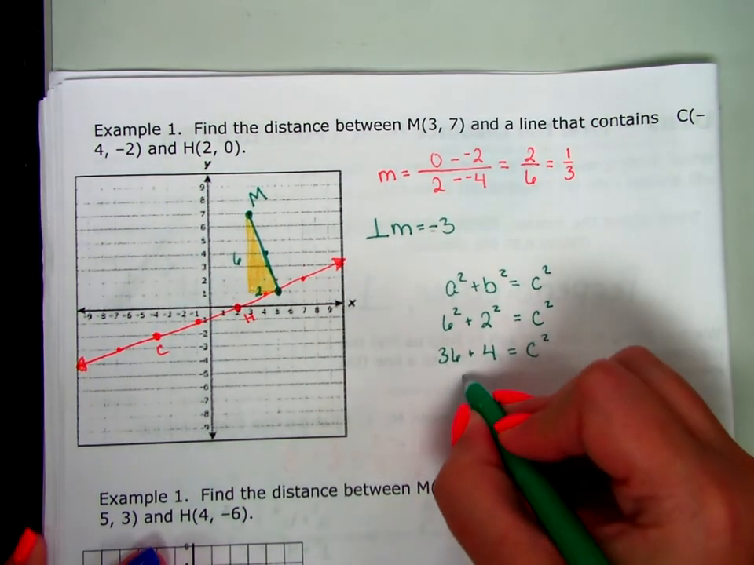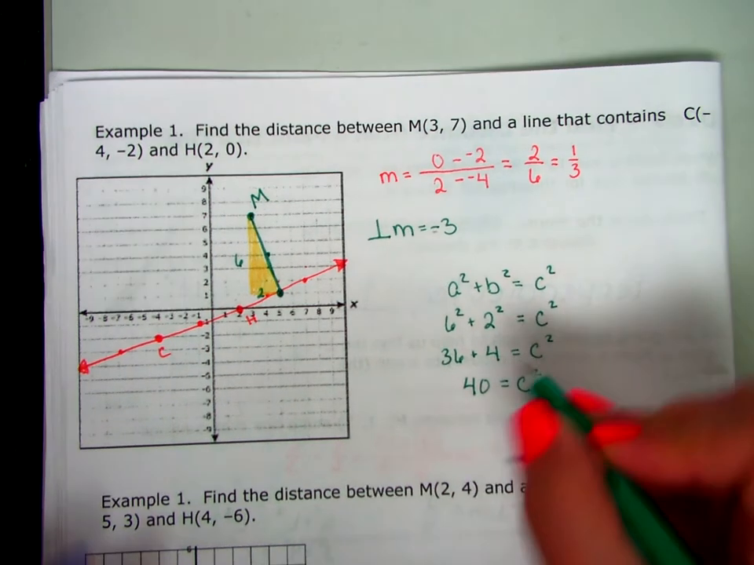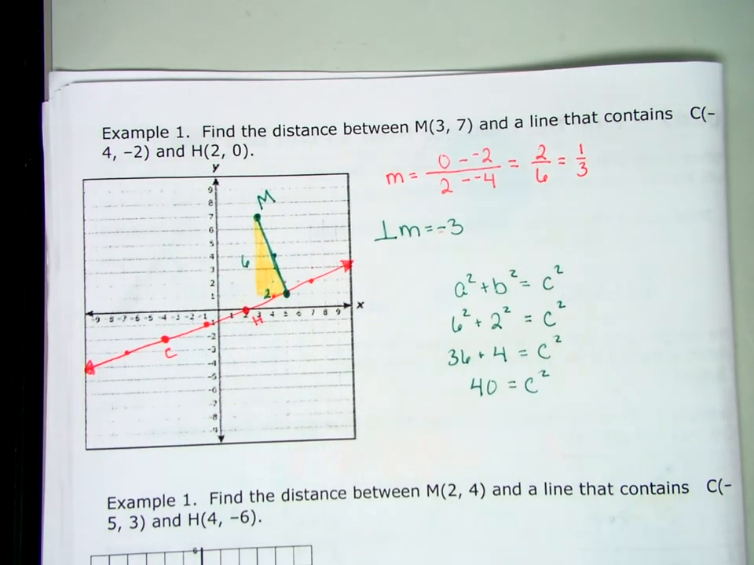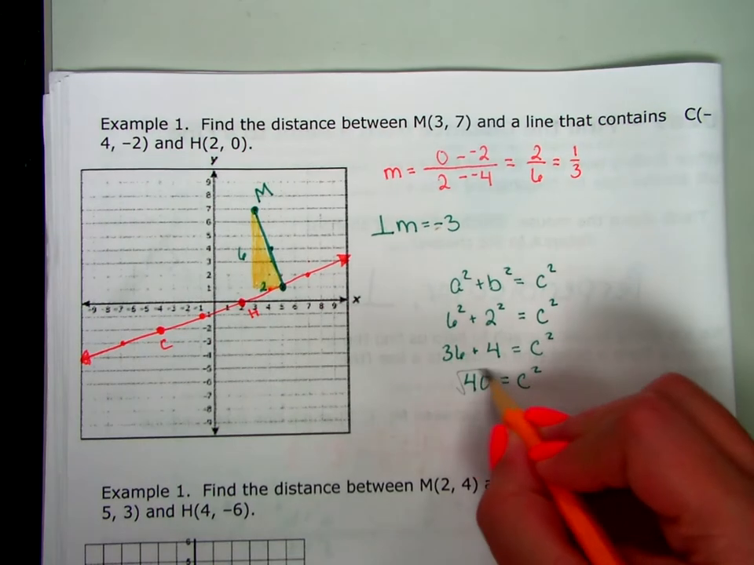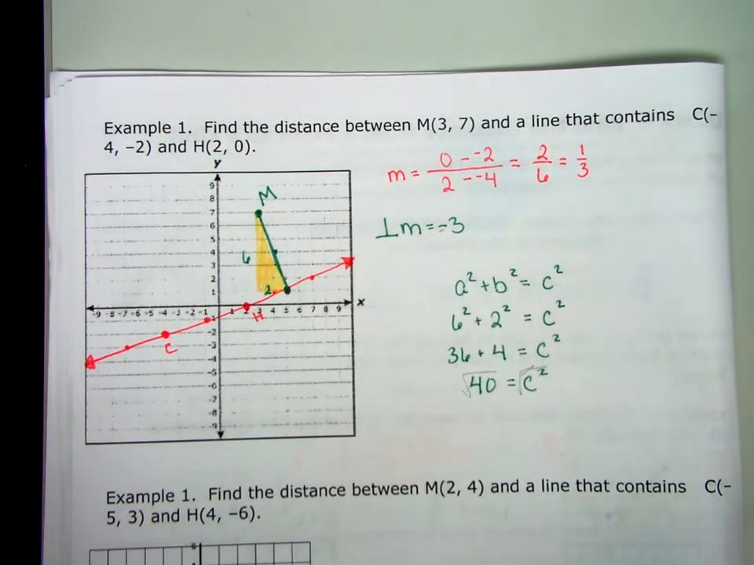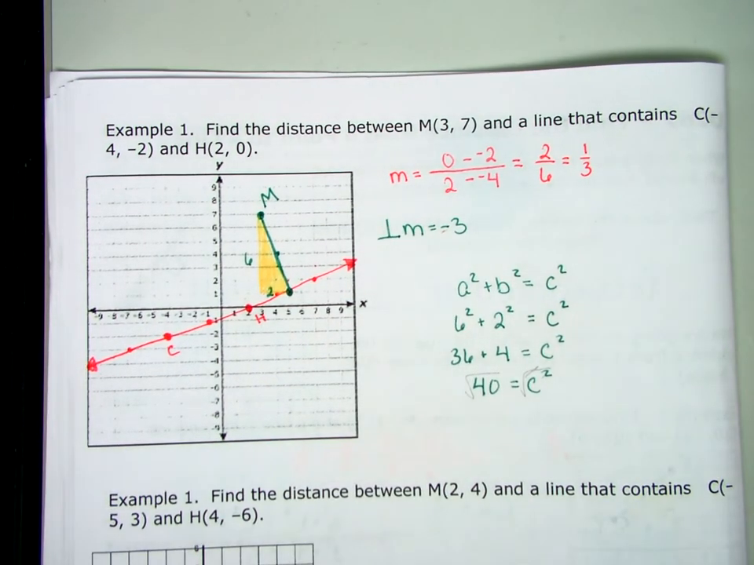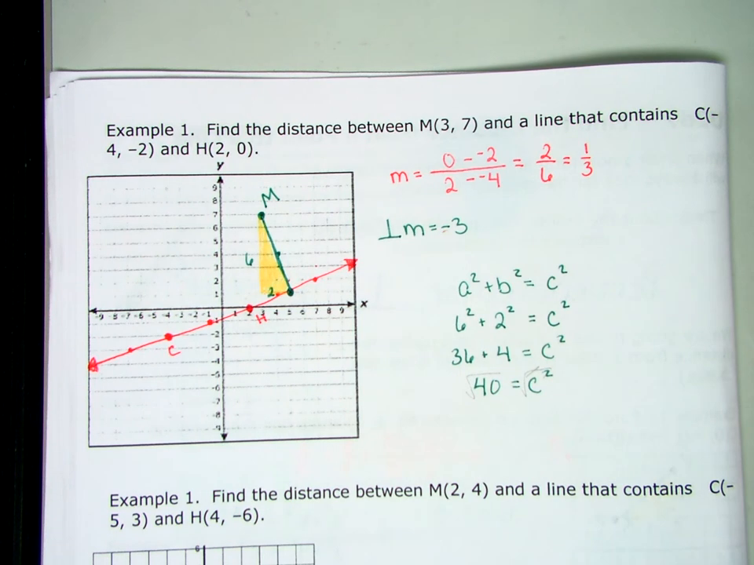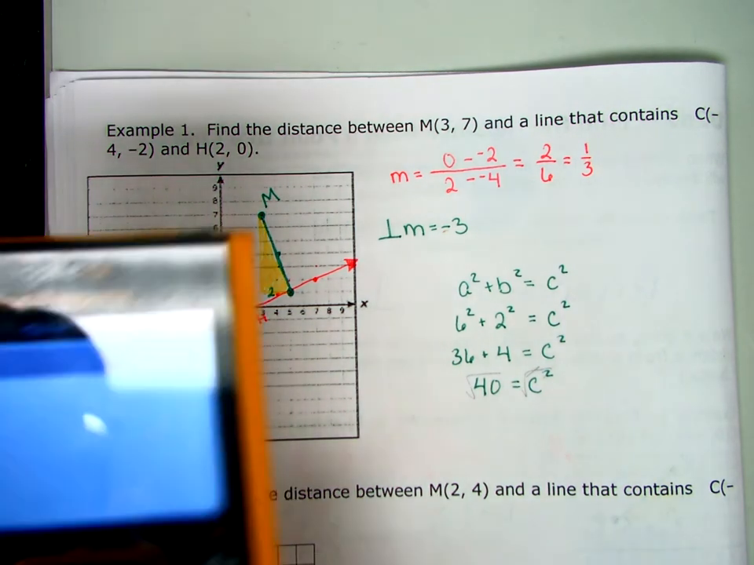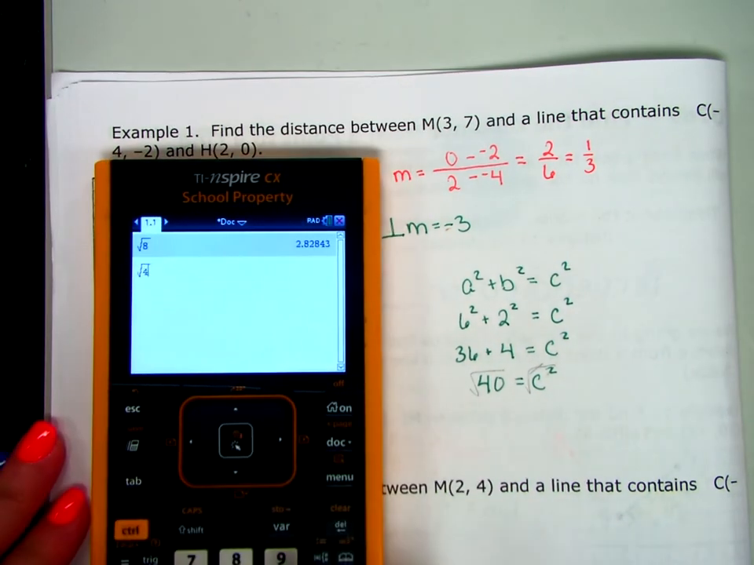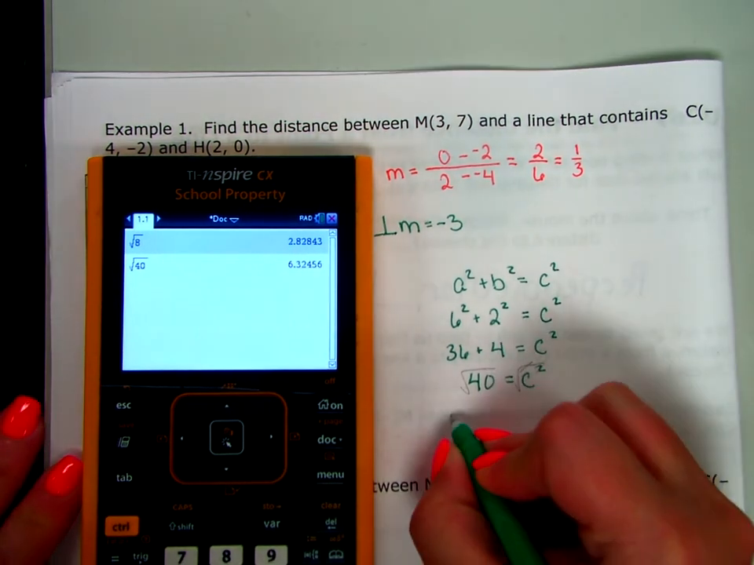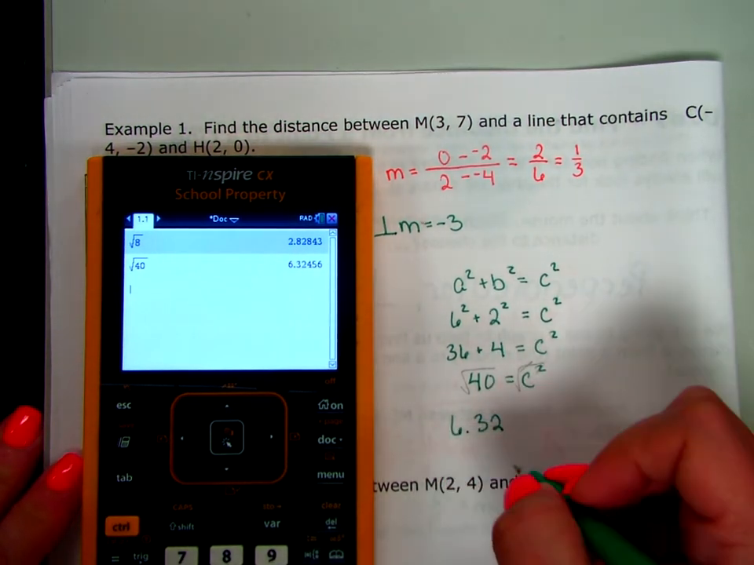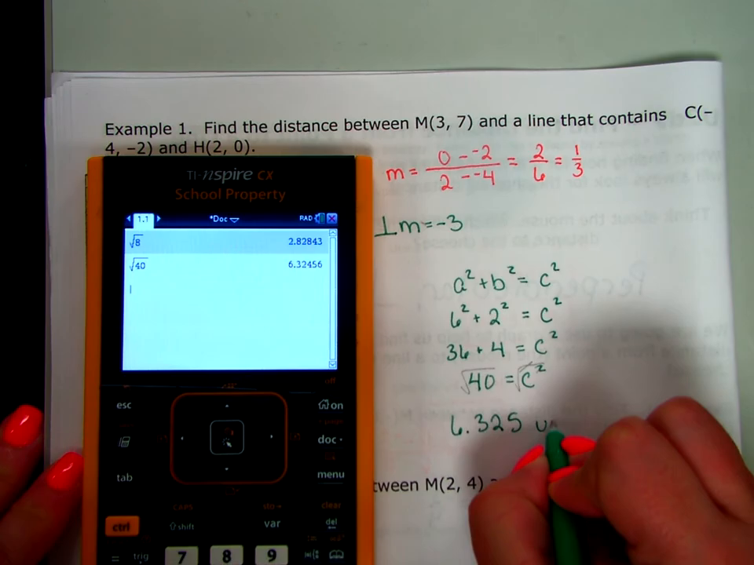36 plus 4? And again, if I had switched those, I'd have just ended up with 4 plus 36, and I'd still end up with 40, right? So that order doesn't matter. We're going to square root, and then we'll round to how many places? 3 places. The square root of 40, rounded to 3 decimal places, is 6.325 units.